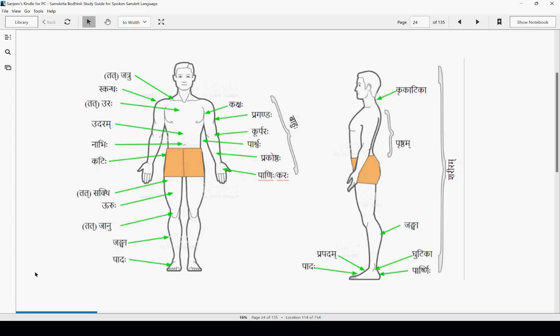Skandaha. Shoulders. Uraha. That's chest. Udaram. That's stomach. Nabhi. Belly button. Katihi. Is it the area below the belly button? Waist. Waist. Okay.